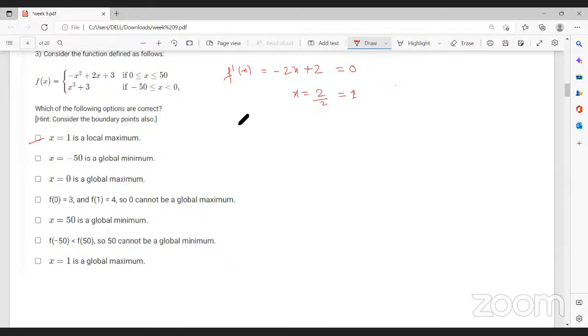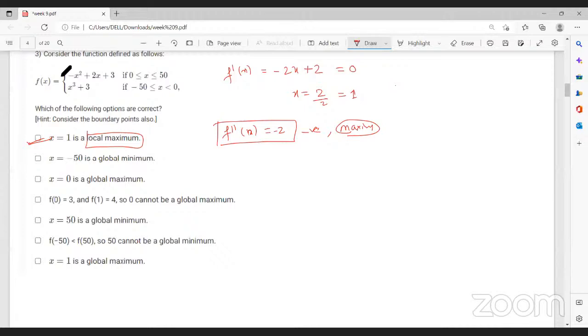So when x equals 1, in order to check local maxima or minima, I have to take the second derivative of this function, right? So what is the second derivative? Minus 2. It will always be negative, right? So we are having the local maxima. Negative is there, sir, so maxima. So we are having the local maximum, right? Yes, sir. The first option is correct. Okay, let us check the second one.